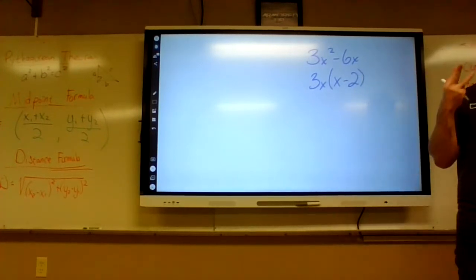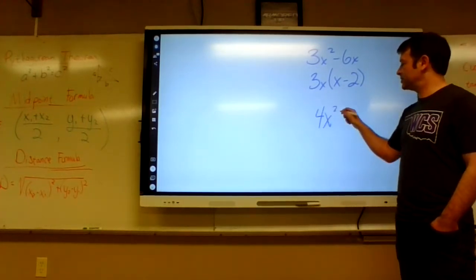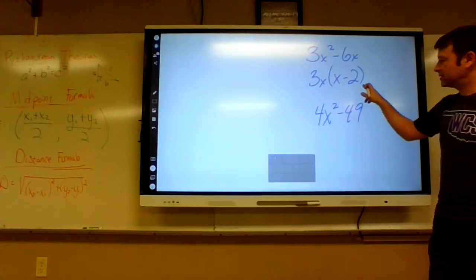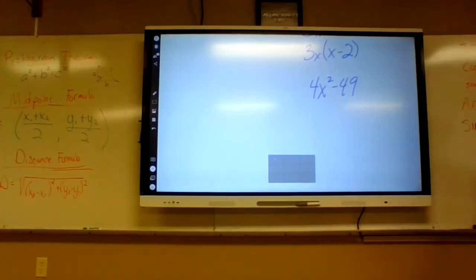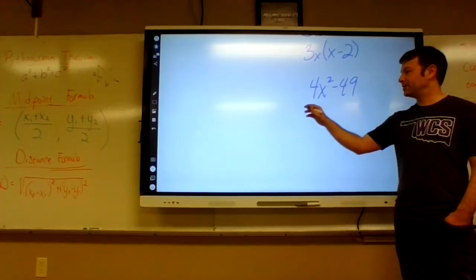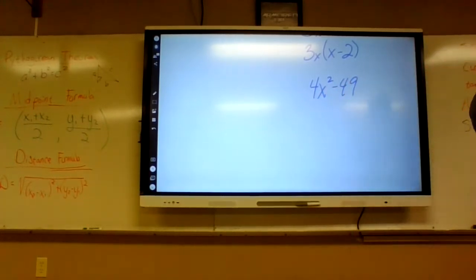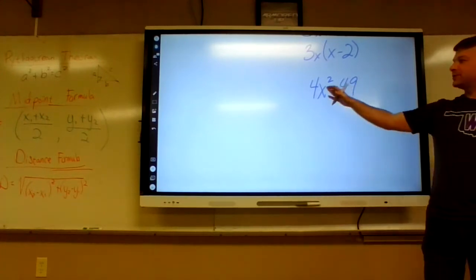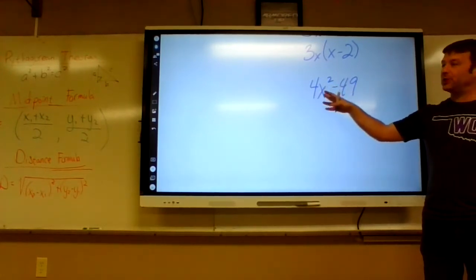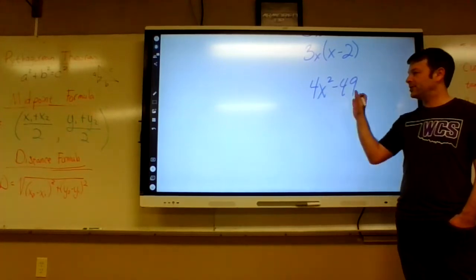Okay, that was number one. There's basically three, kind of. Another thing that we learned was this. You guys know how to factor that one? Square minus a square, difference of squares. A square is something that has a square root. So does 4 have a square root? Yes. Does x squared have a square root? Yes. Does 49 have a square root? Yes. This is a square minus a square.